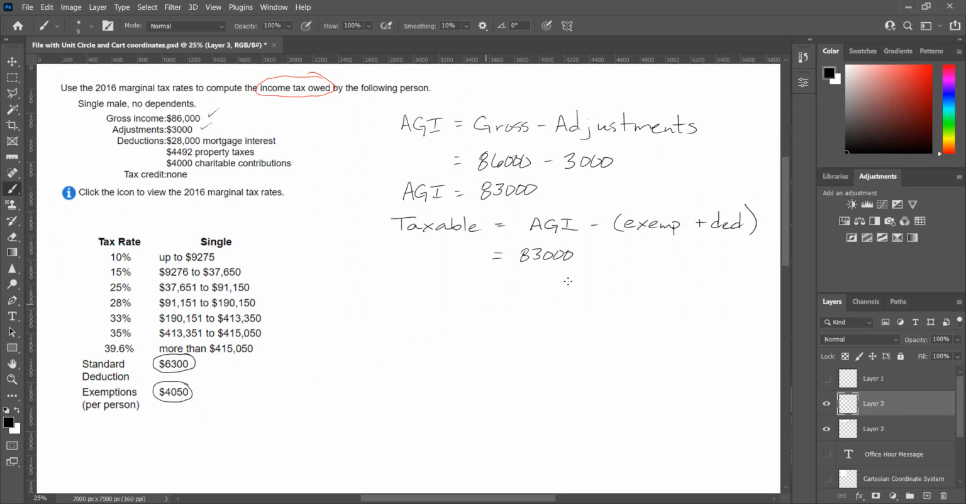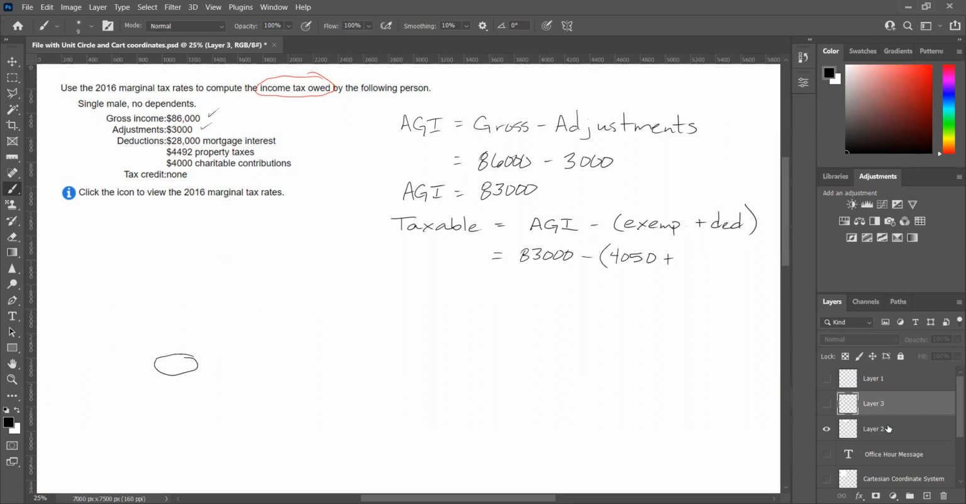Now this is a single person with no deduction, no exemption, I'm sorry, no dependents. So their exemption is just the $4,050, and deductions are either the standard or the sum of the itemized. And we can see that even this one itemized is greater than the standard. So we will be using the itemized deduction.